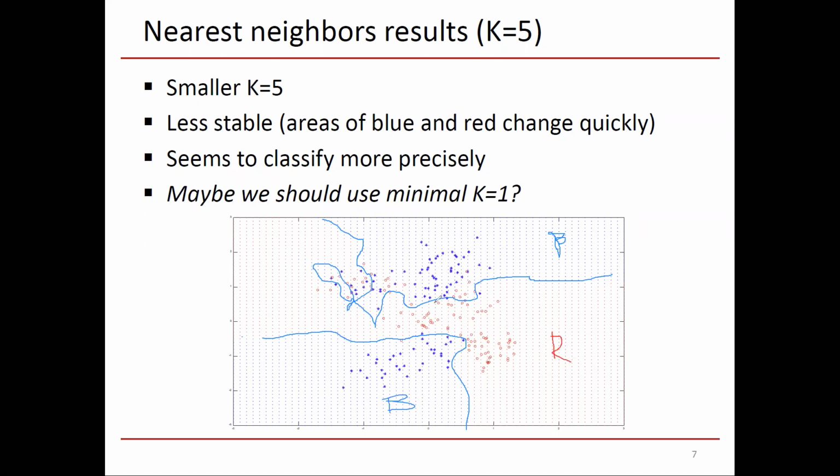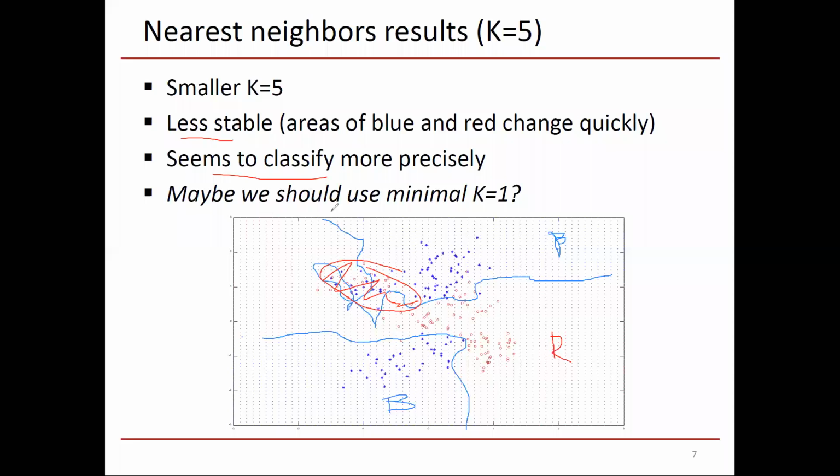However, in the interesting shaded region, the borders between the blue and the red are kind of jagged. So it's less stable because K is smaller. We're making a decision, we're making a majority vote based on a small group, but it seems to classify more precisely. If you'll go into that shaded region, there's some improvement.